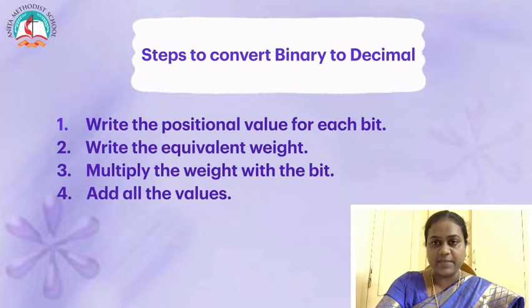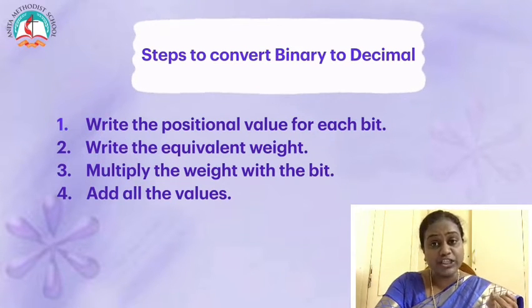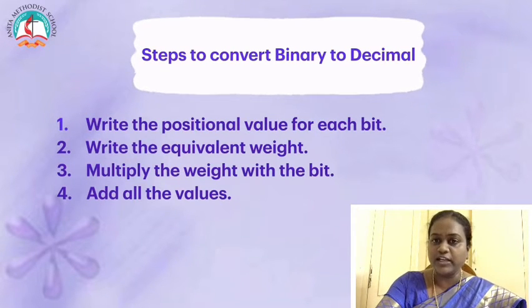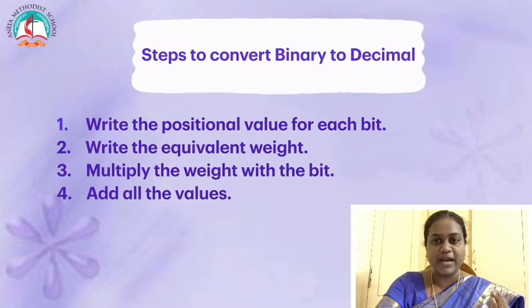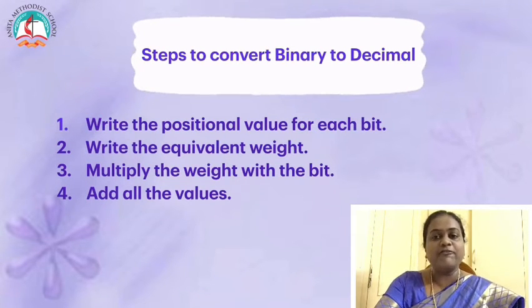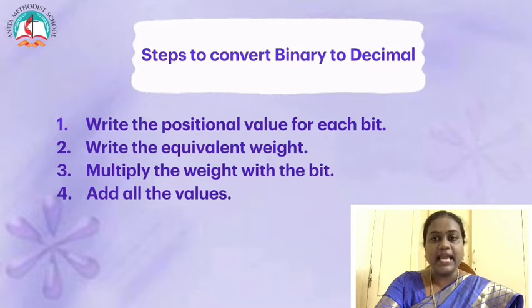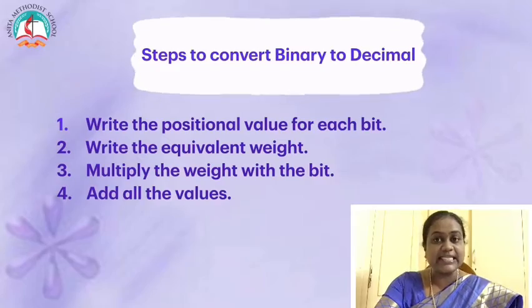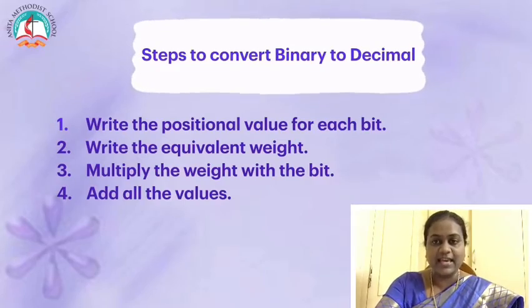These 4 steps will be followed for converting octal to decimal and hexadecimal to decimal. The only difference is that for binary, your positional value will be 2 to the power, for octal it will be 8 to the power, and for hexadecimal it will be 16 to the power.